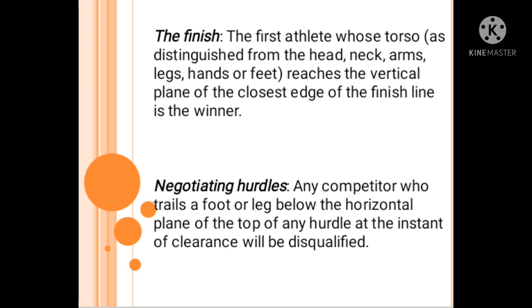The finish. The first athlete whose torso, distinguished from the head, neck, arms, legs, hands, and feet, reaches the vertical plane of the closest edge of the finish line is the winner. Negotiating hurdles. Any competitor who clears the hurdle with the foot or leg below the horizontal plane of the top of any hurdle at the instant of clearance will be disqualified.